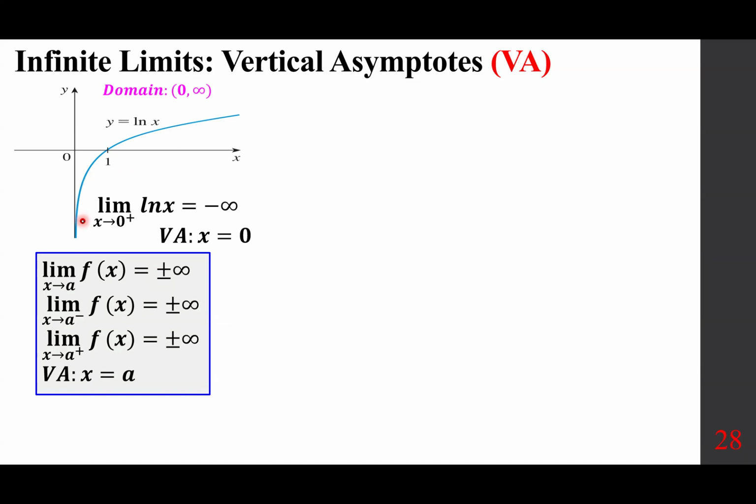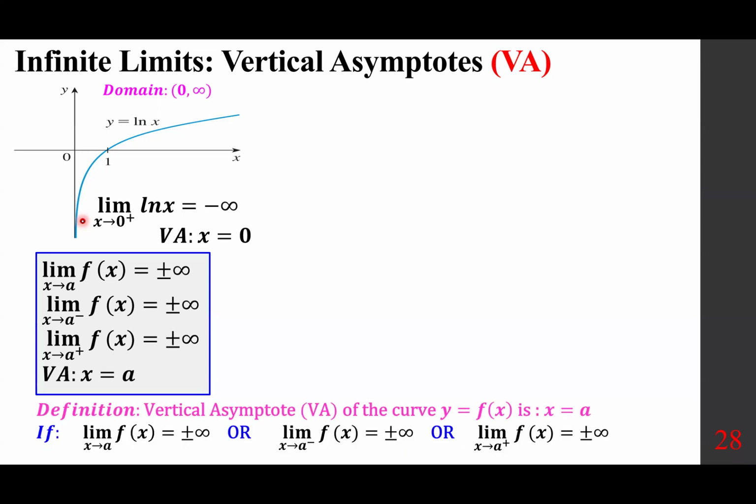Again, reminding you of functions you've seen. So the definition of a vertical asymptote is given here, and here's the synopsis of that. The limit of f of x as x approaches a is positive or negative infinity, or as x approaches a from the left is plus or negative infinity, or the limit of f of x as x approaches a from the right is plus or minus infinity.